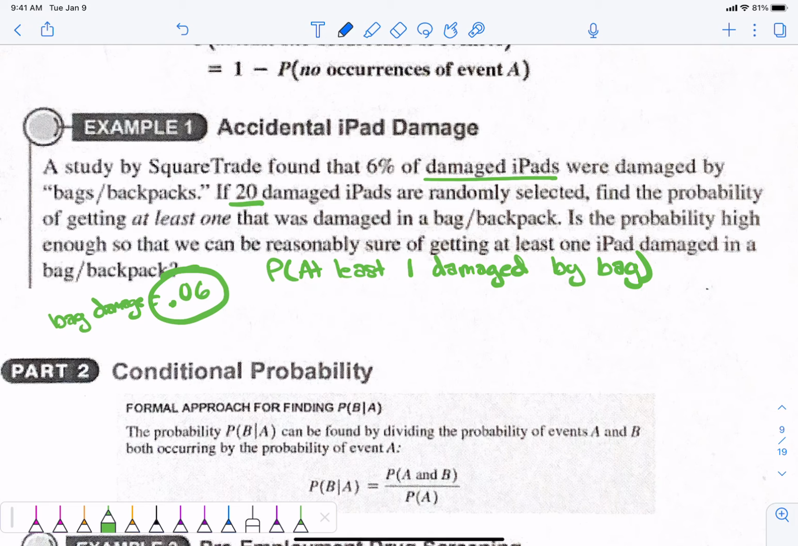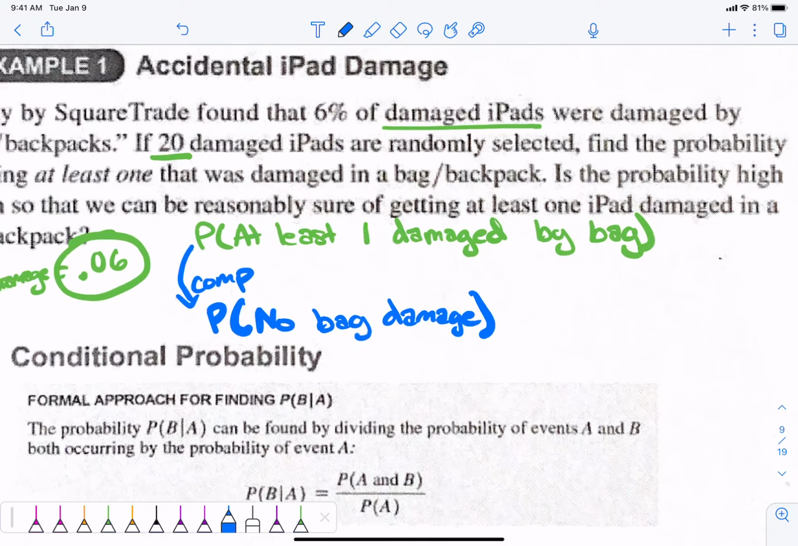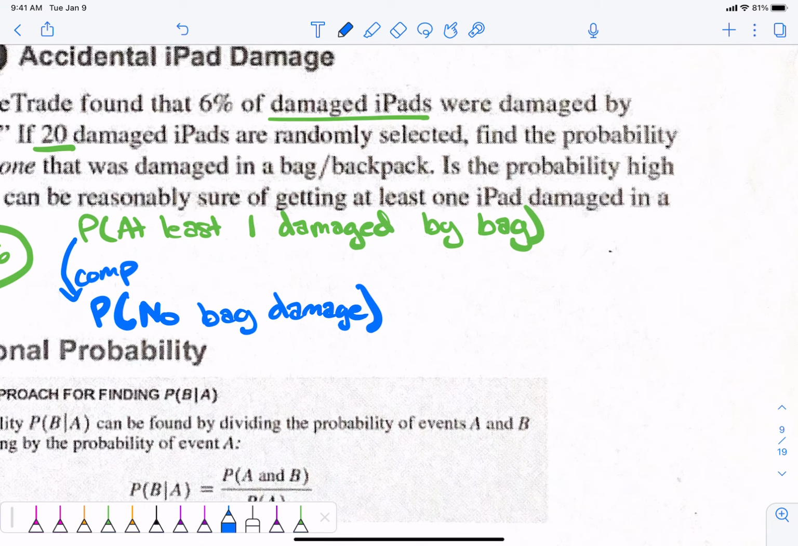What is the complement of that? None. Probability that none damaged by bag. No bag damage. None of them are damaged by a bag, and we have 20 of them. The probability that none of them are damaged by a bag. This is how confusing this gets. Are you ready? Probability that none of them are damaged by a bag.